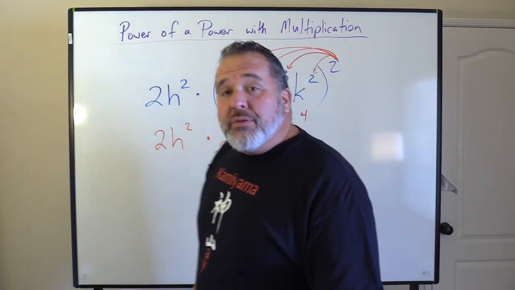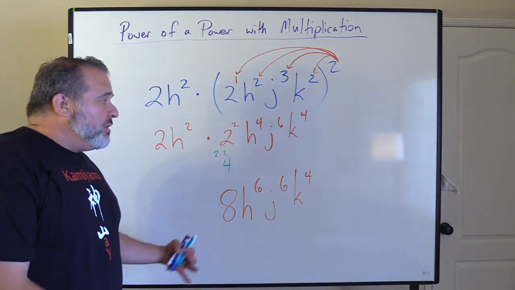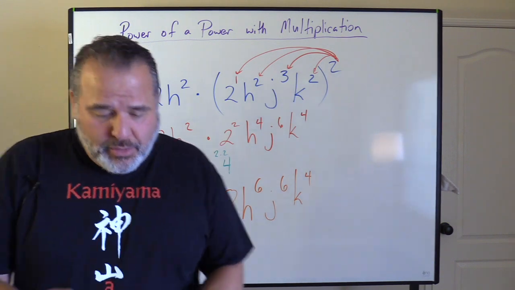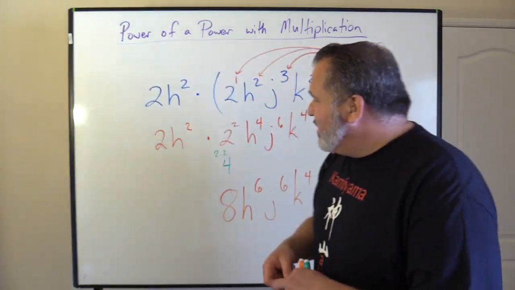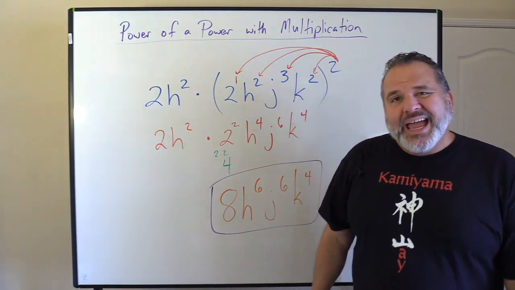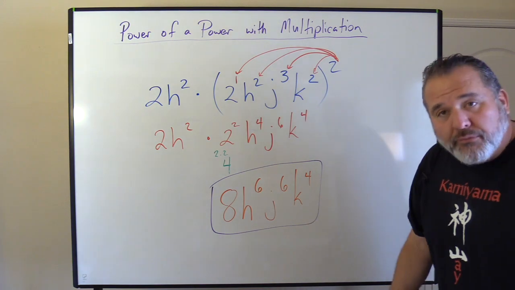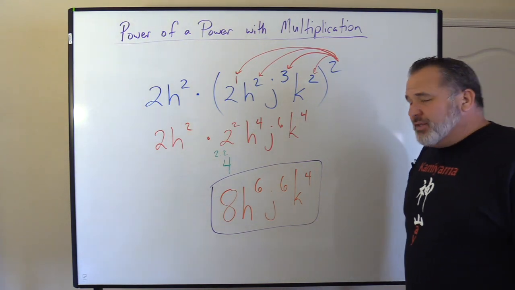Now, are all your variables in alphabetical order? Please make sure you double check. A, B, C, D. Yep, that's in alphabetical order. Therefore, this right here, that's my answer right there. Okay? 8, h to the 6th, j to the 6th, k to the 4th. All right? Now I have my answer.